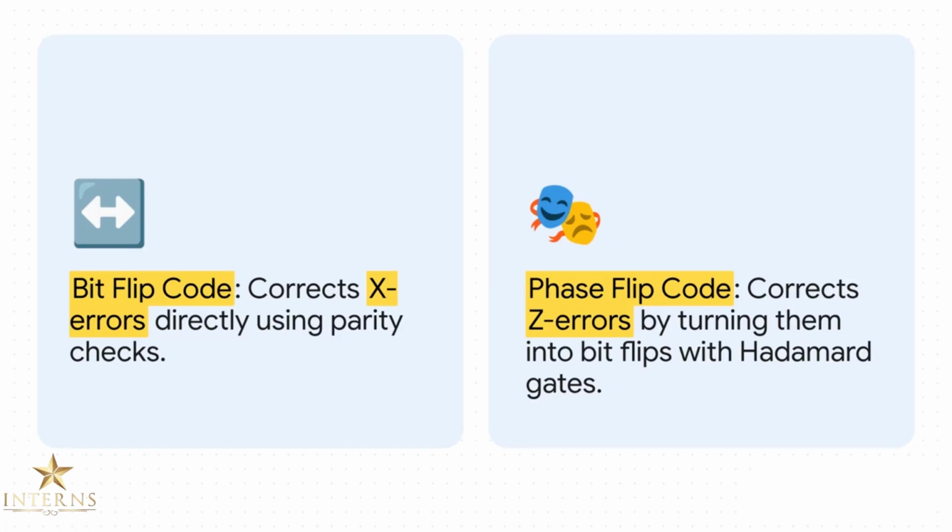The phase flip code uses this clever quantum trick with something called a Hadamard gate. Think of it like putting on a special pair of glasses. To our naked eye, a phase error is totally invisible. But when we apply this gate, it makes the phase error look exactly like a simple bit flip error. Once it's visible, we can use the exact same correction code we just learned to fix it. Then we just take the glasses off. It's a truly beautiful piece of quantum engineering.